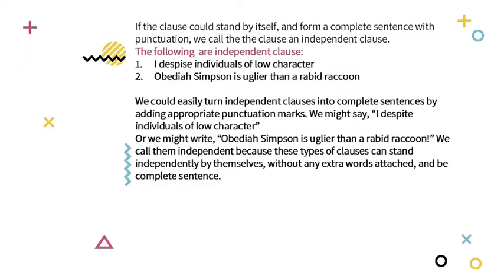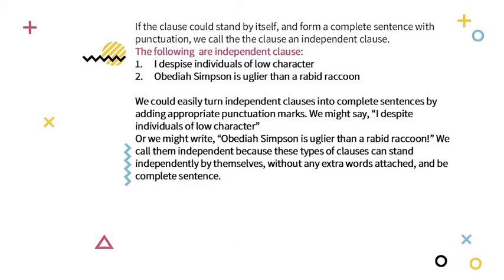If the clause could stand by itself and form a complete sentence with punctuation, we call the clause an independent clause. The following are independent clauses. Number 1, I despise individuals of low character. Number 2, Obadiah Simpson is uglier than a rabbit raccoon. Jadi, jika klausa bisa berdiri sendiri dan membentuk kalimat lengkap, itu adalah klausa independen.